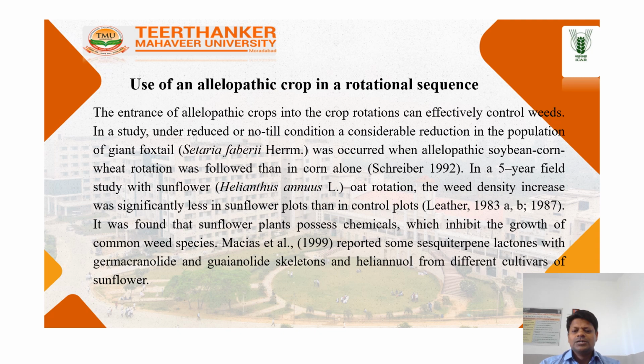Then in corn alone, in a 5-year field history with a sunflower-oat rotation, the weed density increase was significantly less in the sunflower plot than in the control plot. In 1983 and 1987, it was found that the sunflower plant possesses a chemical which inhibits the growth of common weed species. Maxian et al., 1999 reported some sequential cropping with different cultivation of sunflower. The point here is crop rotation. If you follow crop rotation, then when the allelopathic residue decomposes, it has a beneficial effect and can help control weeds.